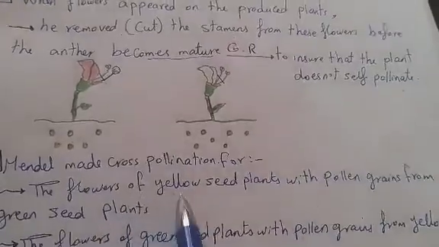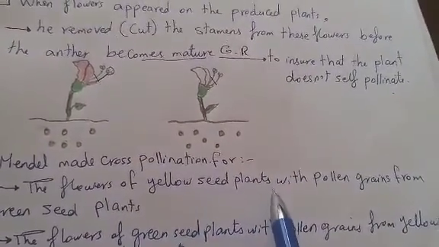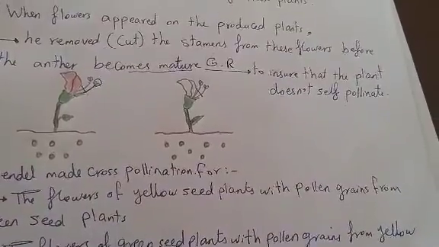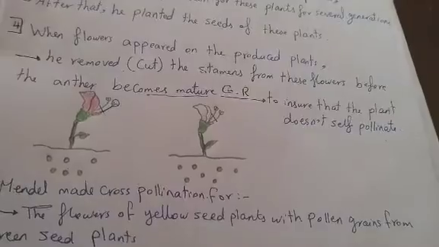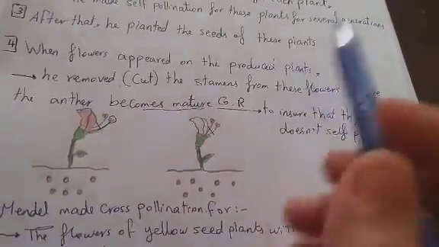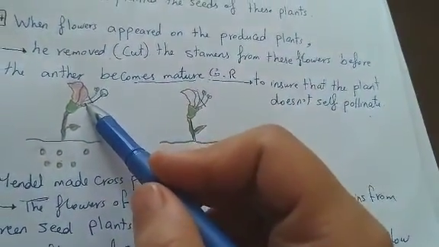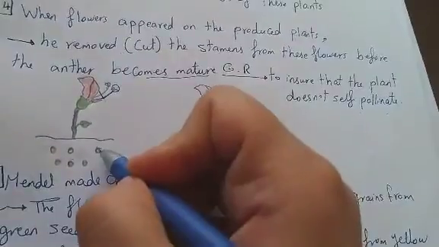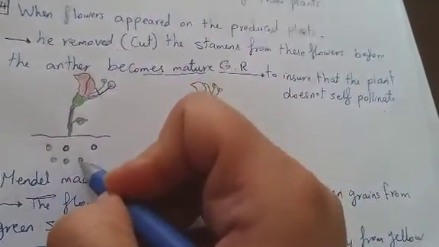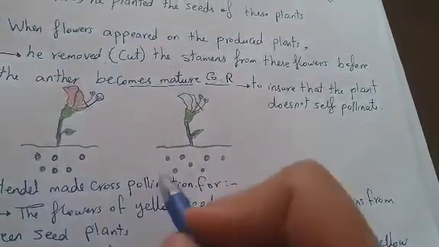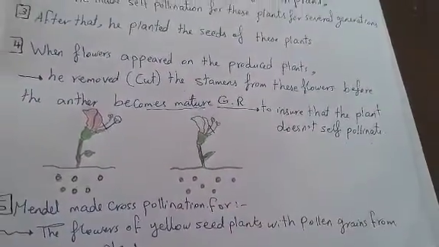So now, the flowers of yellow seed plants with pollen grains from green seed plants. What is the meaning of this? For example, when he cut the stamen from this plant from yellow seeds, he made cross-pollination. Cross-pollination means what? Means like this.